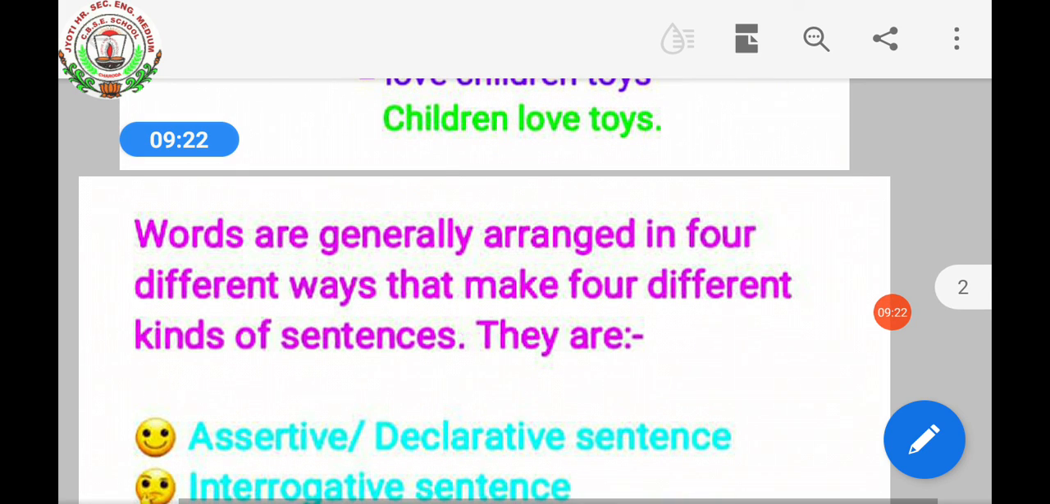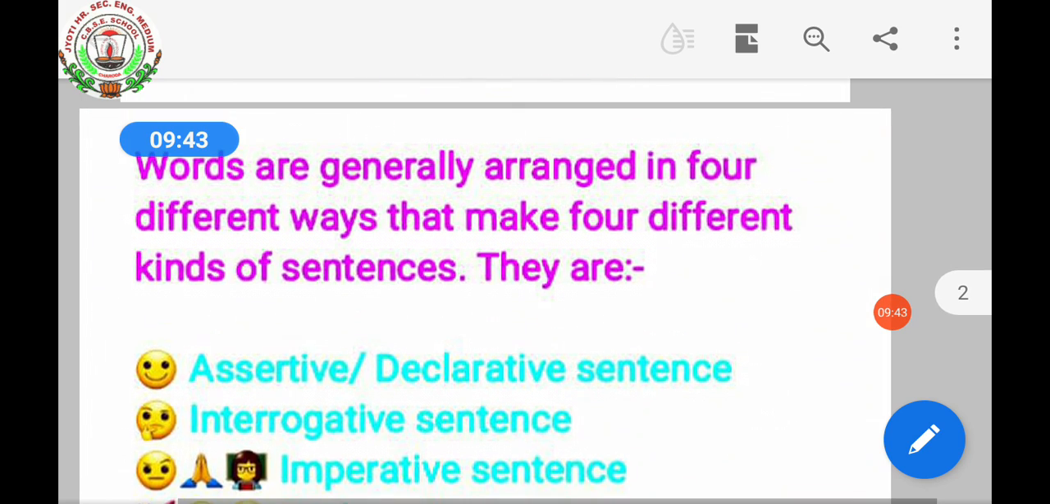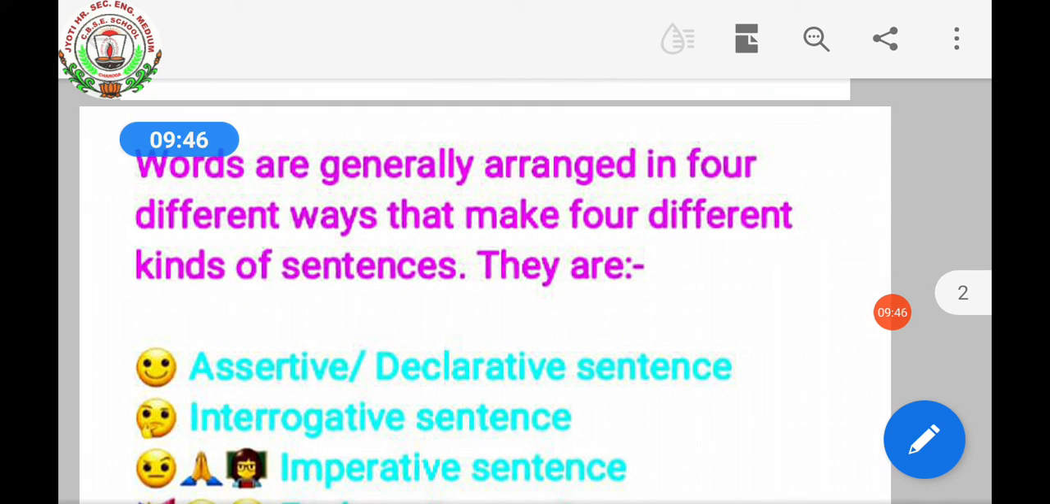Okay, now come. Words are generally arranged in 4 different ways that make 4 different kinds of sentences. Words को हम ऐसे arrange करते हैं कि जिस तरीके से अरेंज करते हैं और जो मार्क डालते हैं उसकी वजह से हम 4 सेंटेंस बनाते हैं. ठीक है, तो सेंटेंस कितने प्रकार के होंगे? How many types of sentences are there? There are 4 types of sentences when we arrange all the words in a correct order.